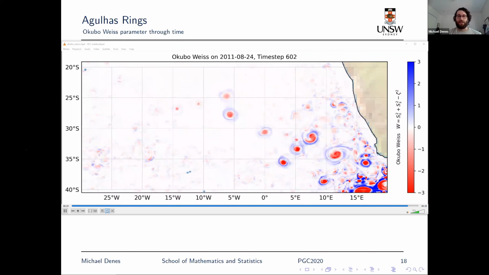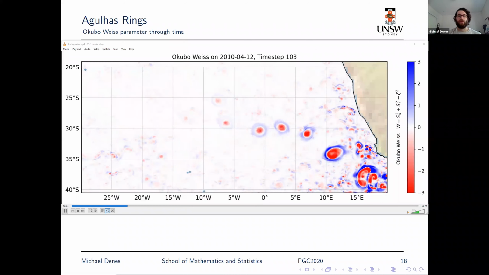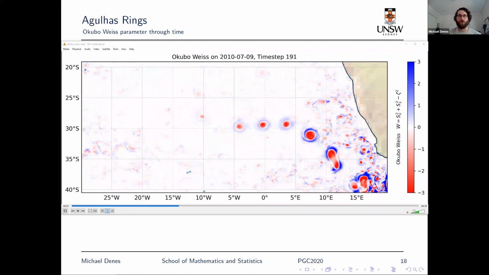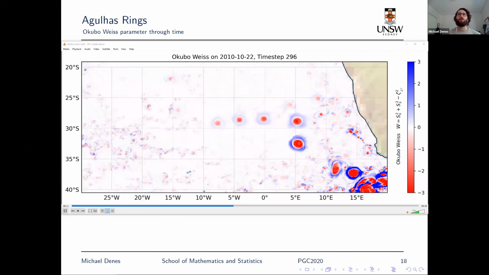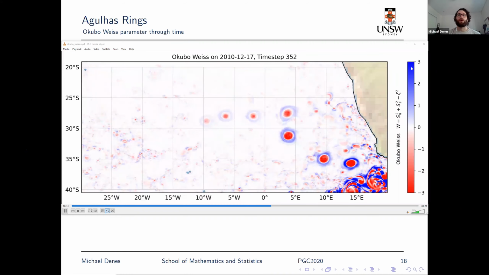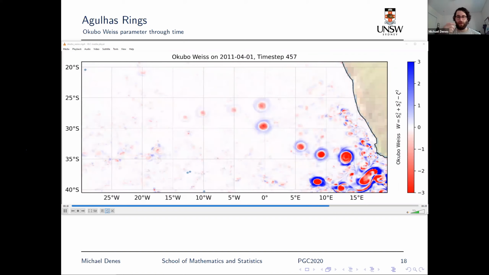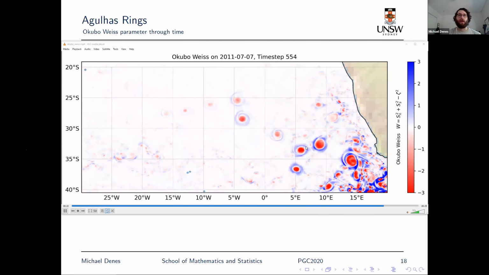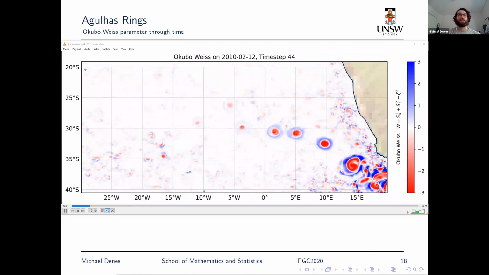It is a measure of the relative importance of deformation and rotation from a velocity field. So negative values show that rotation is important, and positive values, so the blue here, would represent deformation being important. So in this case, negative values, the red areas, are what a lot of oceanographers would define as eddies.